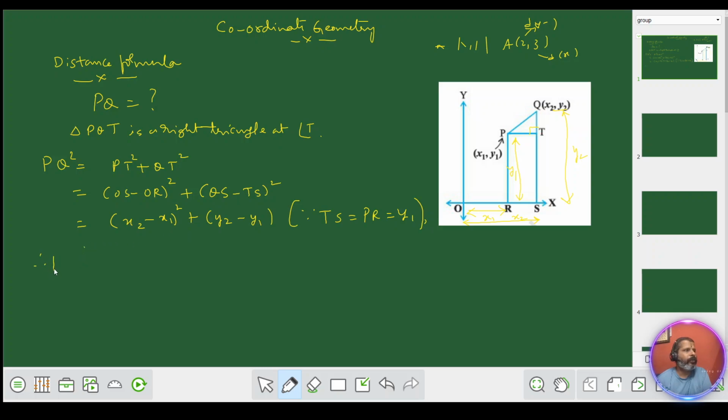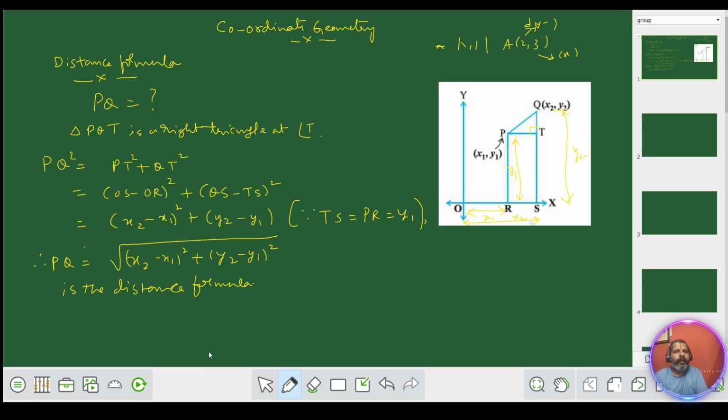That's it. Therefore, we just transfer the square to the right hand side. You get x2 minus x1 whole square plus y2 minus y1 whole square. This is the distance formula. Please remember, this is a very important formula for questions. The distance between the two points having coordinates x1, y1 and x2, y2 is the square root of x2 minus x1 whole square plus y2 minus y1 whole square.